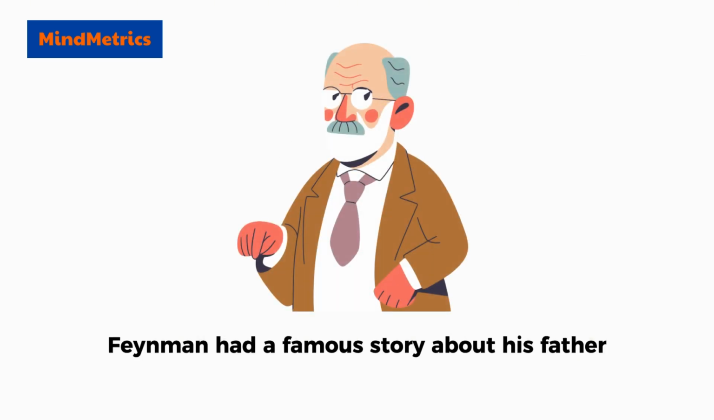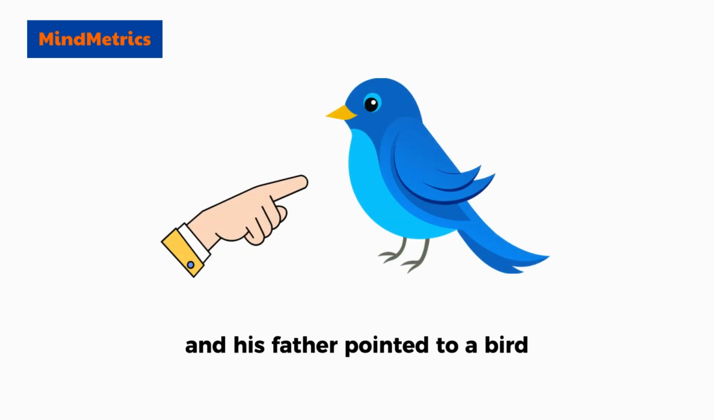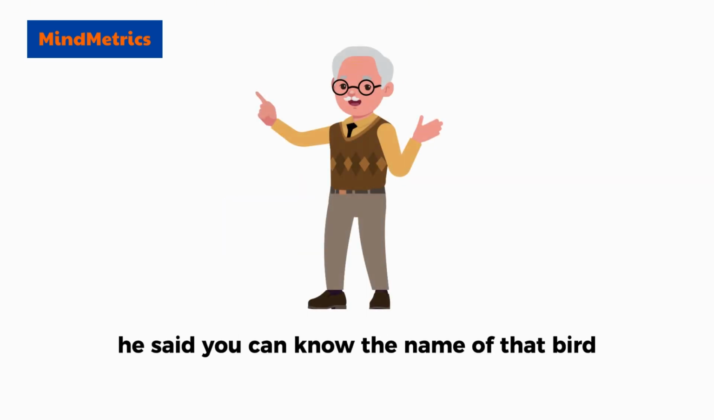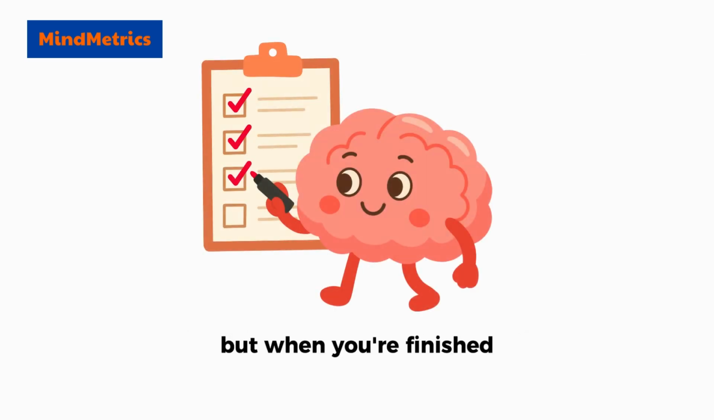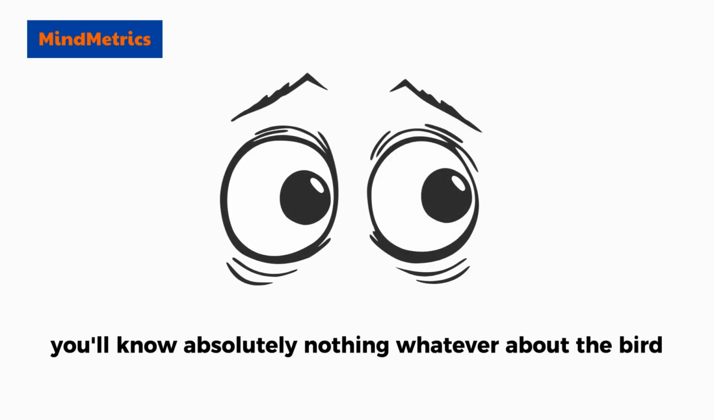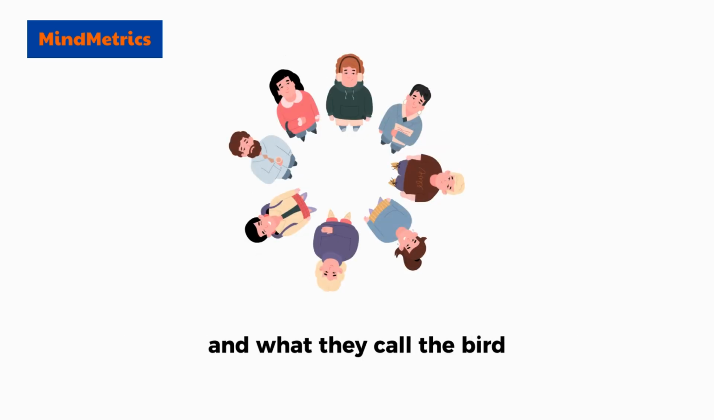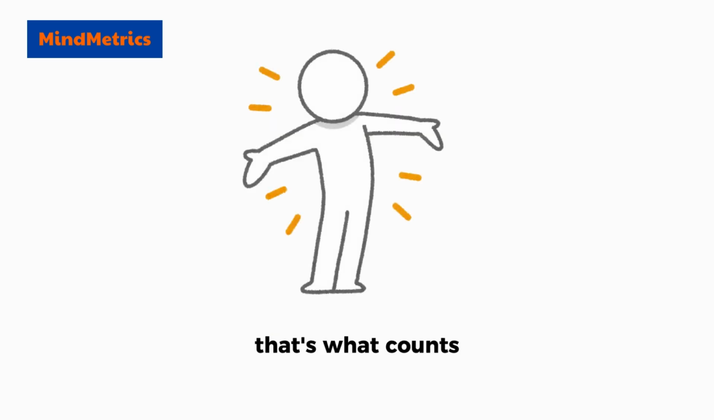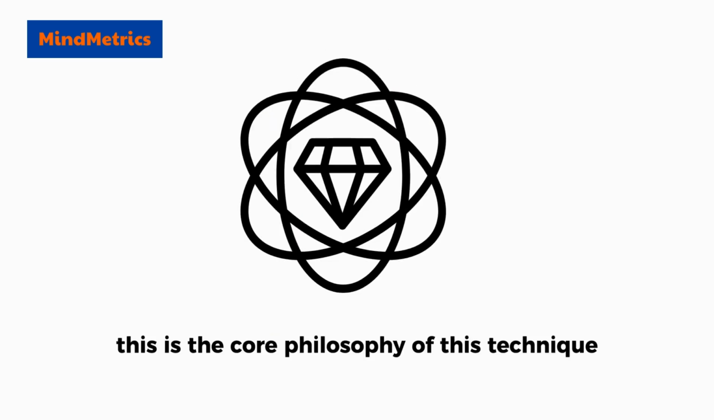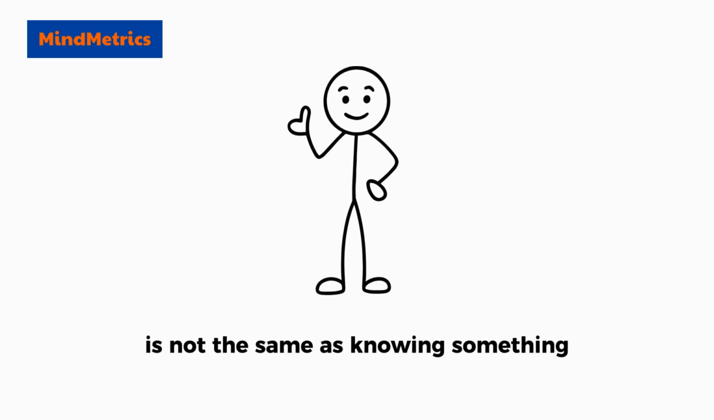Feynman had a famous story about his father. One day they were walking in the woods, and his father pointed to a bird. He said, "You can know the name of that bird in all the languages of the world, but when you're finished, you'll know absolutely nothing whatever about the bird. You'll only know about humans in different places and what they call the bird. So let's look at the bird and see what it's doing. That's what counts." This is the core philosophy of this technique. Knowing the name of something is not the same as knowing something.